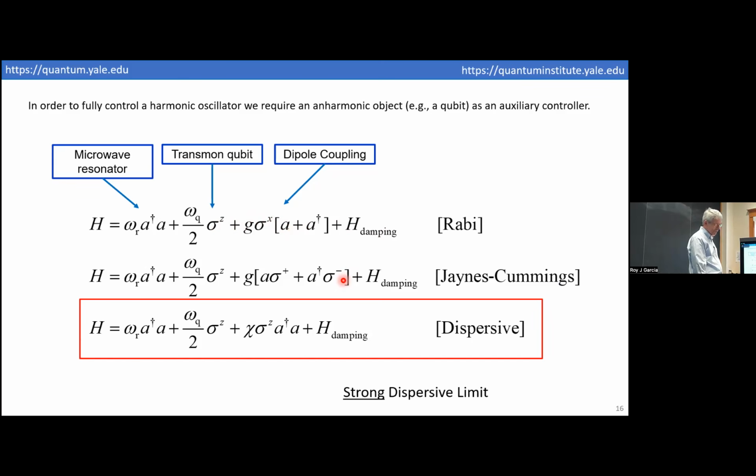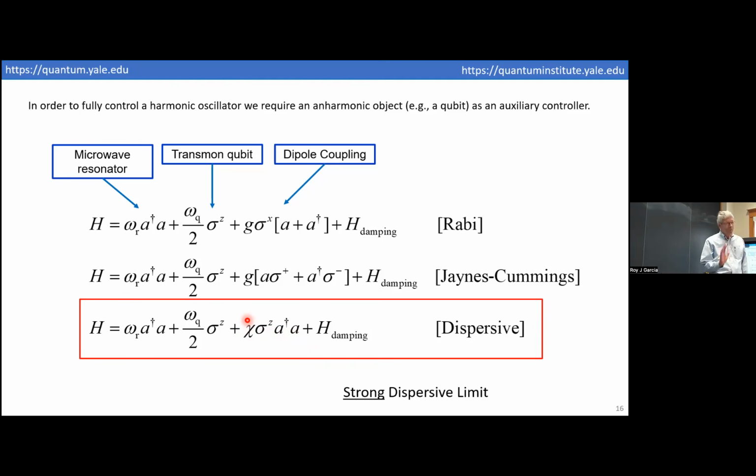By making a rotating wave approximation, you can get to this. And in a certain limit where the resonator and the transmon have different frequencies, you can make a Schrieffer-Wolff transformation and end up with this dispersive Hamiltonian. So this is the thing I'm going to work with. And this so-called dispersive coupling is extremely strong, vastly, three orders of magnitude bigger than the damping.